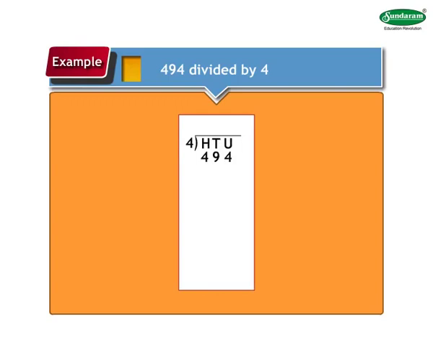The digit in the hundreds place is 4. As 4 ones are 4, we will write 1 in the hundreds place of the quotient. Subtract the product 4 from the dividend 4. That is, 4 minus 4 is equal to 0. Now, bring 9 from the tens place of the dividend down and write it in front of 0. Thus, now we have to divide 9 by 4.